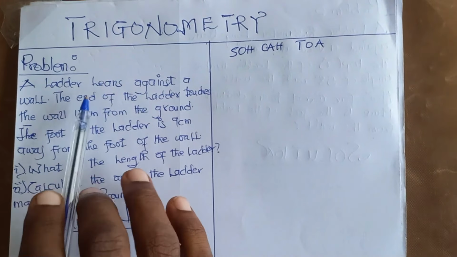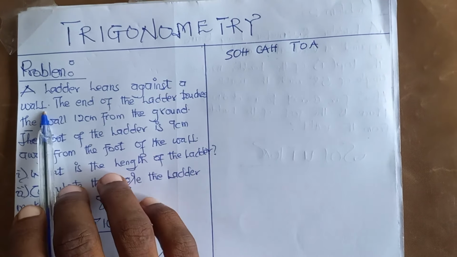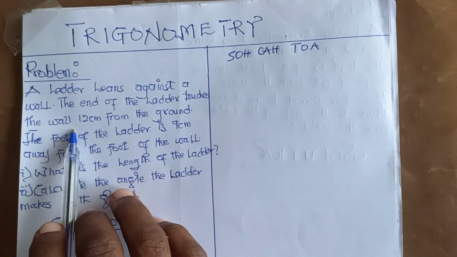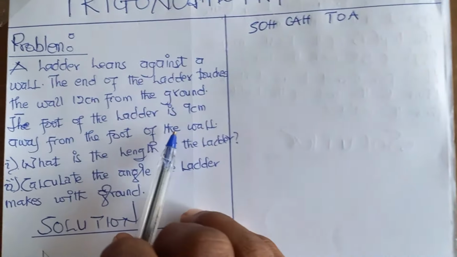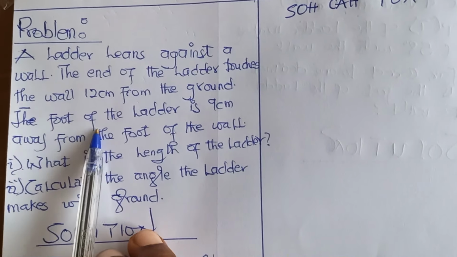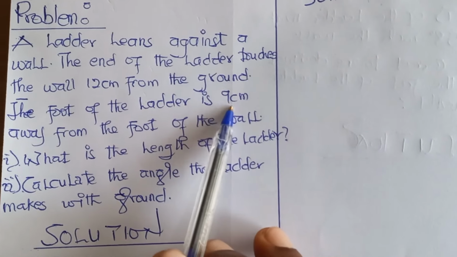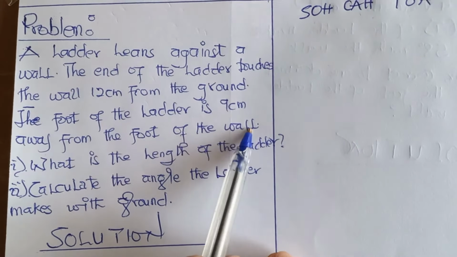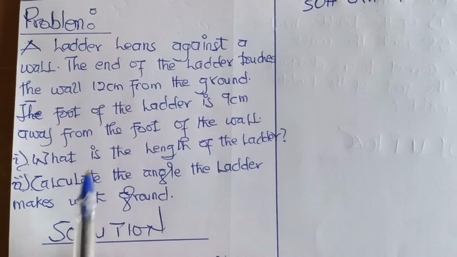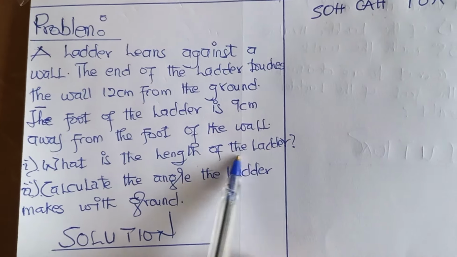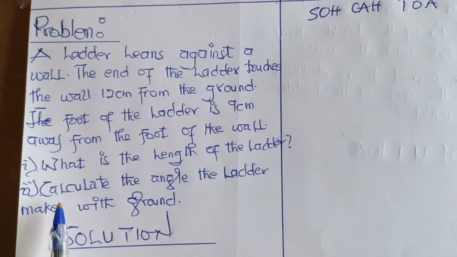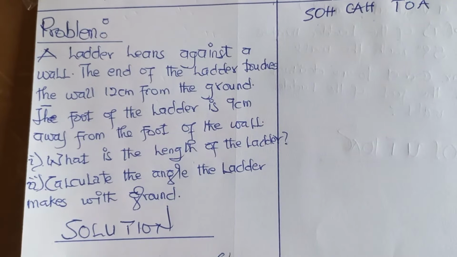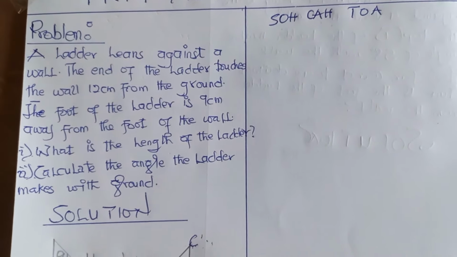So, a ladder leans against a wall. The end of the ladder touches the wall 12 centimeters from the ground. The foot of the ladder is 9 centimeters away from the foot of the wall. 1. What is the length of the ladder? 2. Calculate the angle the ladder makes with the ground. Good. It's a nice question.